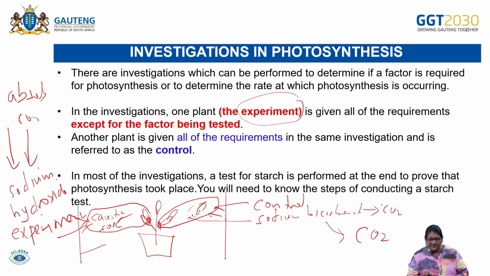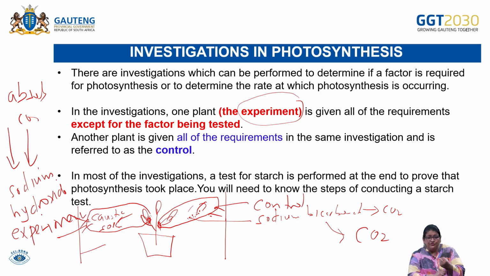You will need to know the steps of conducting a starch test. So you need to know two important things, learners. Before I do an experiment or investigation relating to photosynthesis, I must de-starch the plant. And then I start my experiment from fresh to see if starch is formed. Why? Because when you determine if starch is formed, that's the way you're going to measure the rate of photosynthesis. Did photosynthesis take place? And how are you going to measure it?